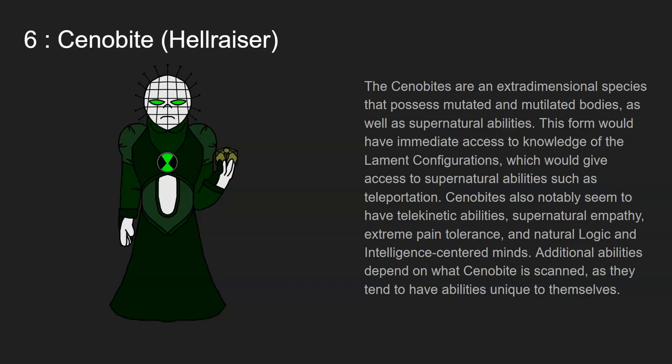The Cenobites are an extra-dimensional species that possess mutated and mutilated bodies, as well as supernatural abilities, taken almost directly from the wiki. This form would have immediate access to knowledge of the Lament Configuration, as pretty much all of them seem to know how to use it, which would give access to supernatural abilities, such as teleportation, just to name one. Cenobites also notably seem to have telekinetic abilities, as pointed out on the wiki, supernatural empathy, and extreme pain tolerance, and naturally logic and intelligence-centered minds.